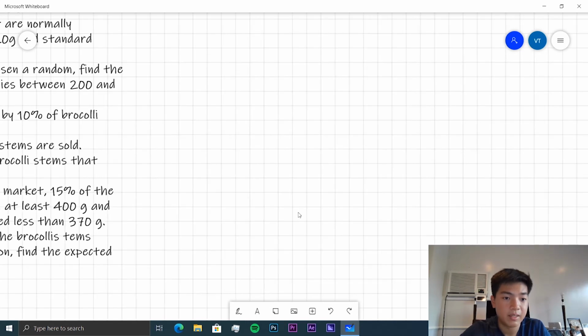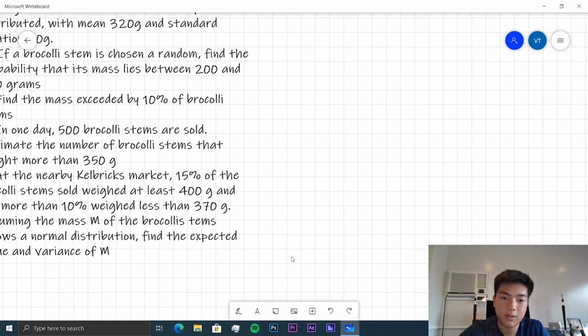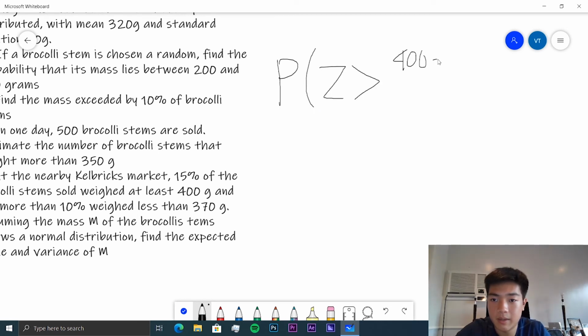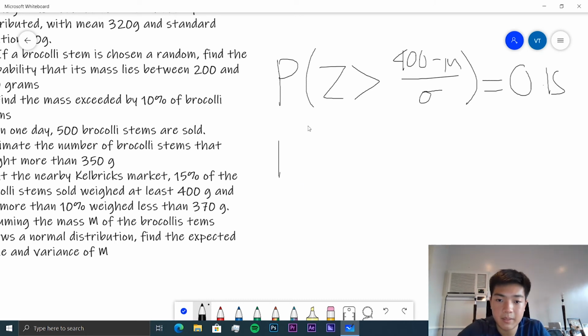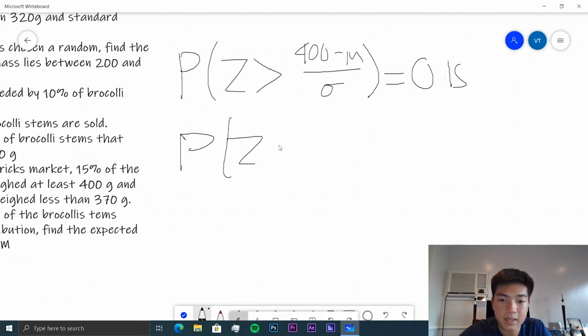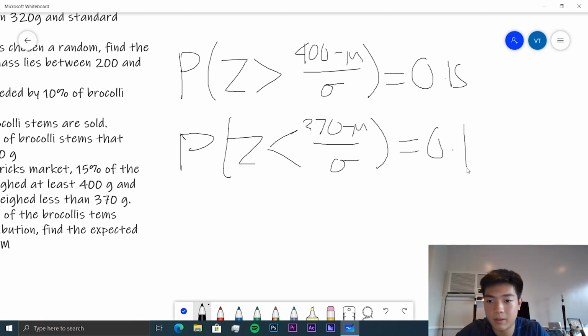And then on to the final question. So 15% of the broccoli stems weighed at least 400 grams. So that means the probability of Z being greater than 400 minus the mean over the standard deviation is equal to 0.15. And not more than 10% weighed less than 370 grams. So Z is less than 370 minus mu over sigma, which is equal to 0.1 or 10%.